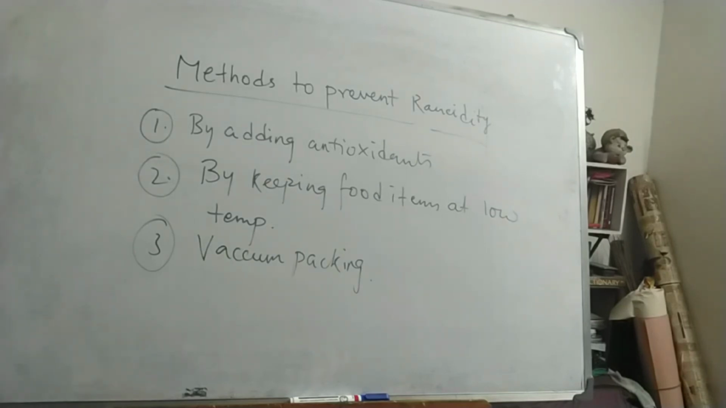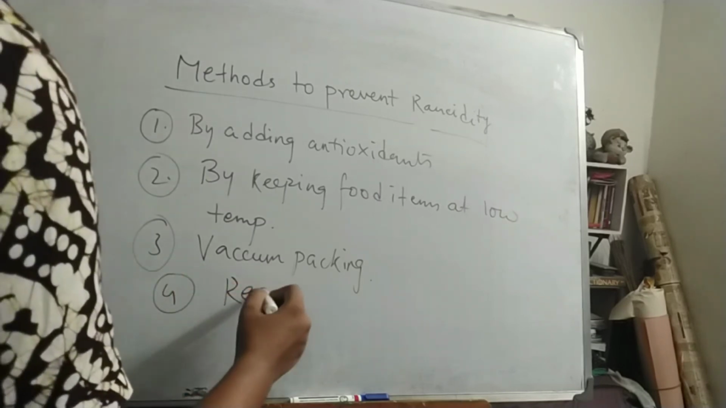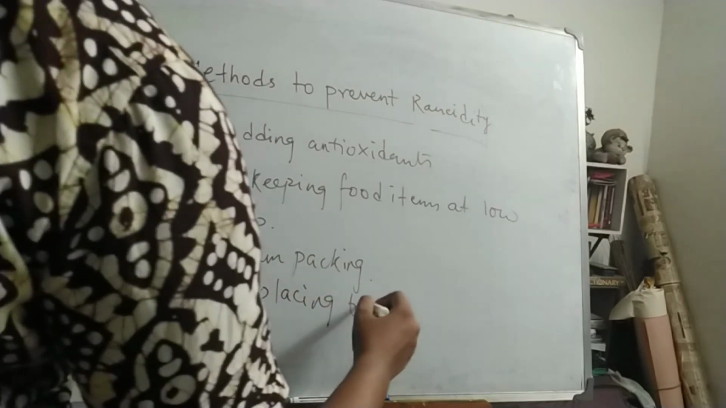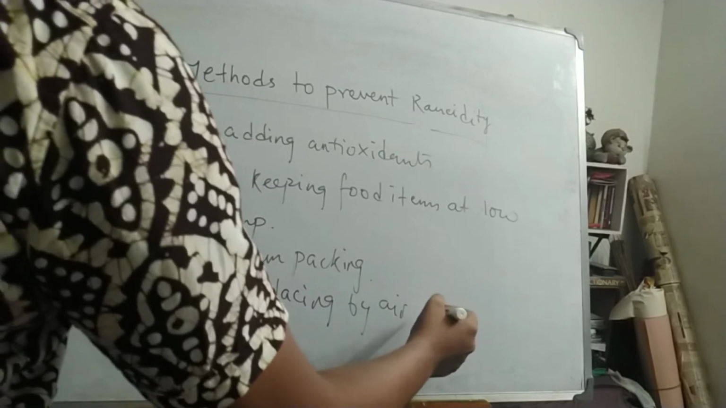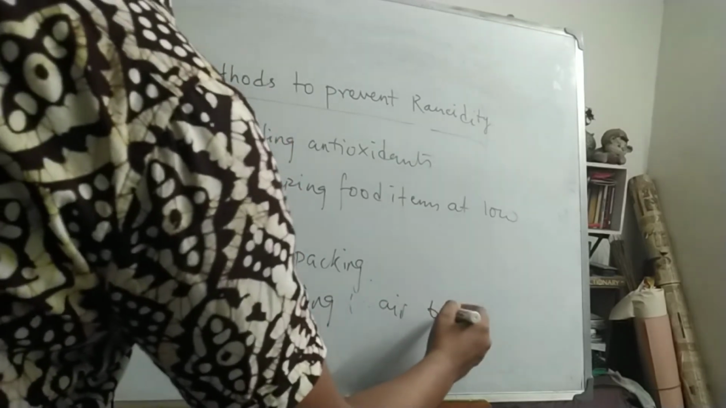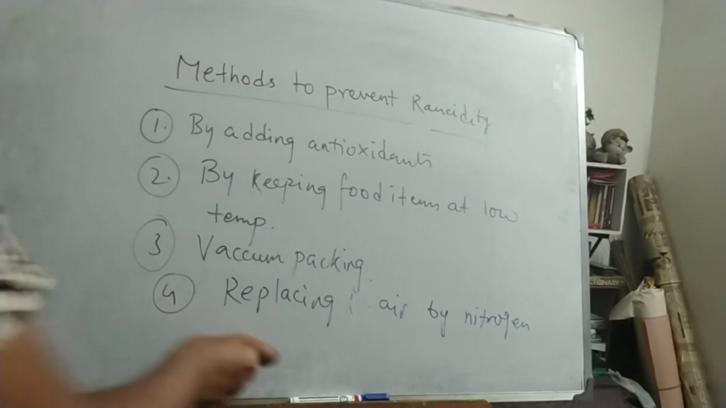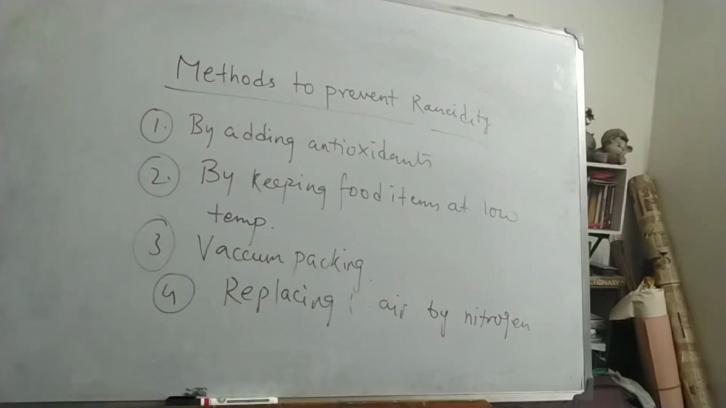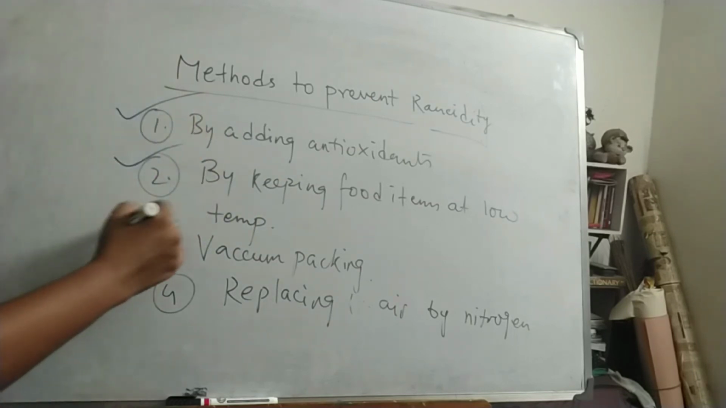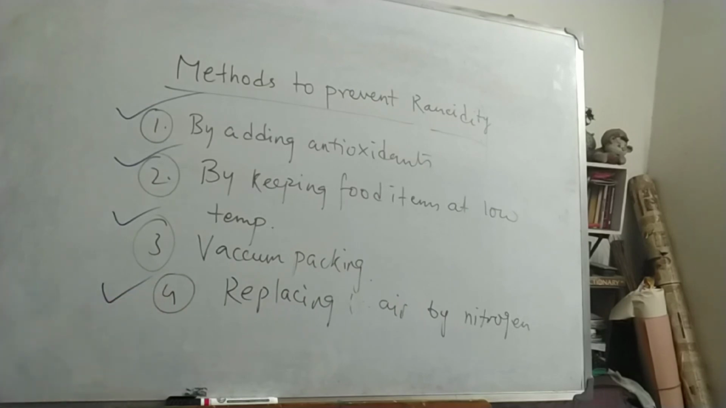The Lay's packet is always blown, always in a huge shape. Why? Because nitrogen is flushed in it instead of air. Number 4 is replacing air by nitrogen. These are the 4 methods to prevent rancidity. First, adding antioxidants. Second, keeping food items at low temperature. Third, vacuum packing. And fourth, replacing air by nitrogen, means they flush nitrogen gas in it.